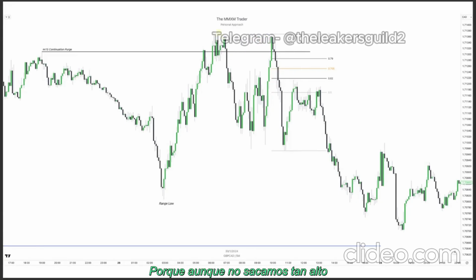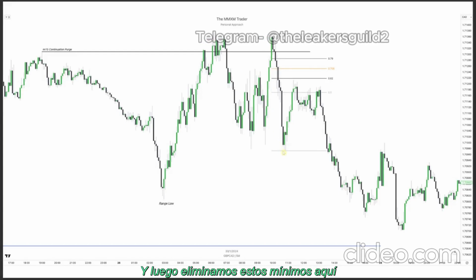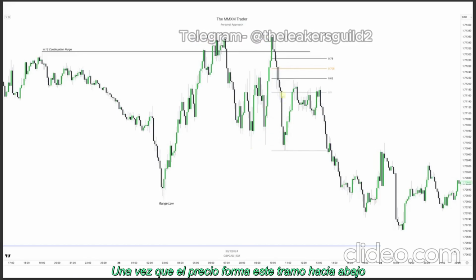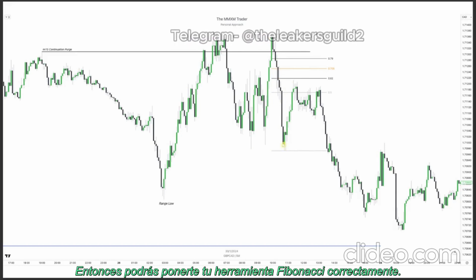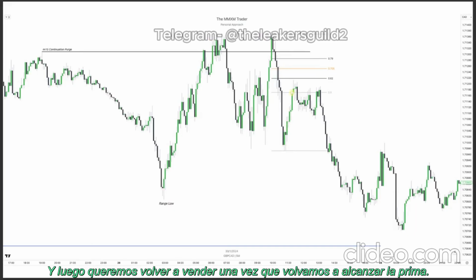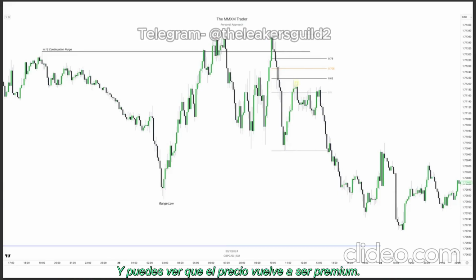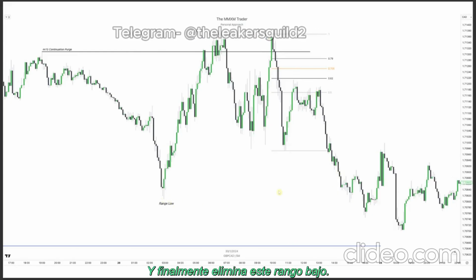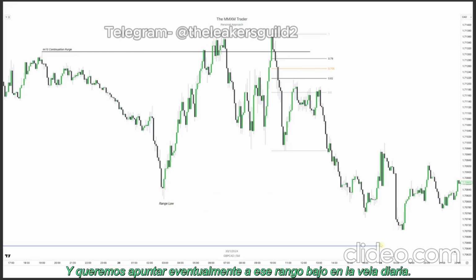Because even though we did not take out this high, we took out these highs over here, and then we took out these lows down here, right? So we're essentially forming a new dealing range once price forms this leg down. Then you can put on your Fibonacci tool, right? And then we'll want to be selling once we hit premium again. And you can see price comes back into premium, hangs around a little bit, and then starts to decline and eventually takes out this range low, and we want to be targeting eventually that range low on the daily candle.